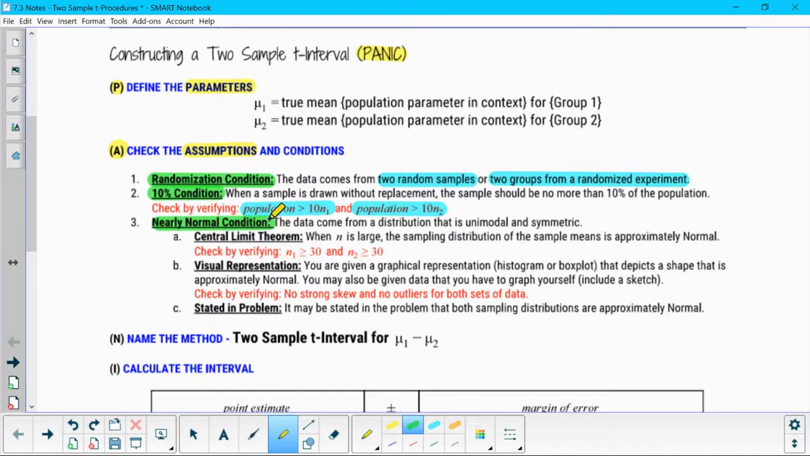so that we can apply these different procedures. Three things you can check. You can do central limit theorem, you can do a visual representation, or it could be stated in the problem. Remember, you have to verify for both groups. So I'll have to check central limit theorem for sample size 1 and sample size 2. I will have to have no skew and no outliers for both sets of data. Both sampling distributions are approximately normal. Big thing here, everything you did for one sample where you were checking it for one sample, you're now checking it for two. Makes sense.